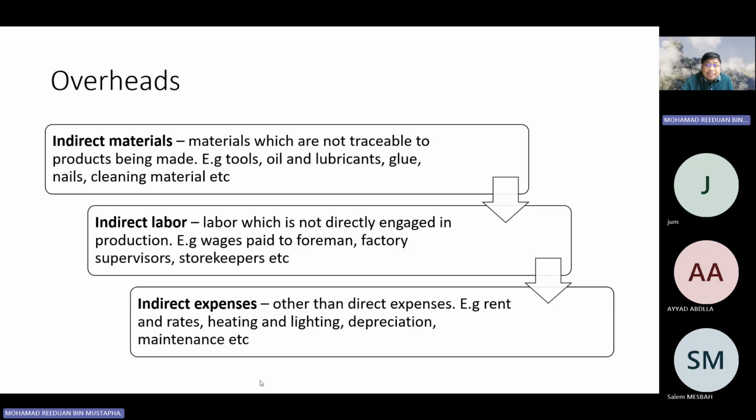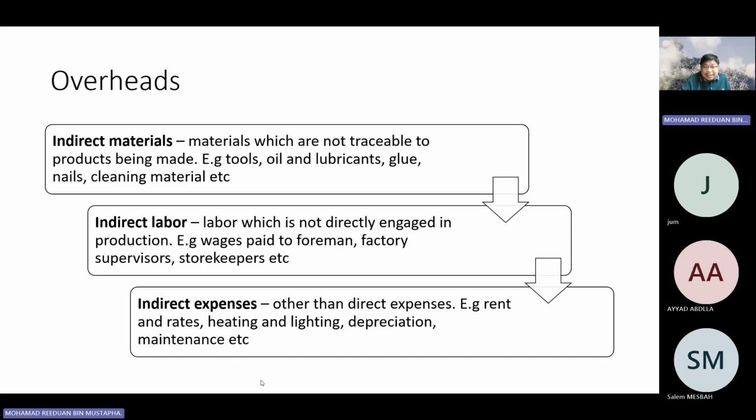So overhead actually consists of indirect materials, so materials which are not traceable to the product being made. For example, tools, oil and lubricants, glues, nails, cleaning material, because sometimes you need to clean all this material again. You thought, all right, this is not the product cost, but actually it is. Maybe you buy one bottle, but you only use a small portion. The small portion needs to be calculated as well, because it is indirect to the material, to make sure the material is clean.